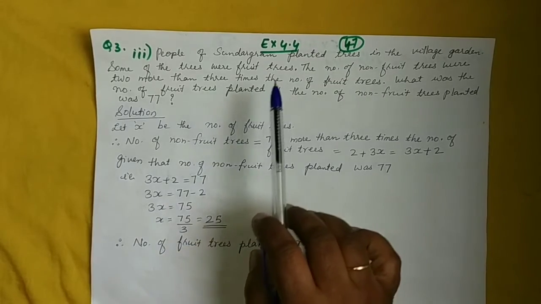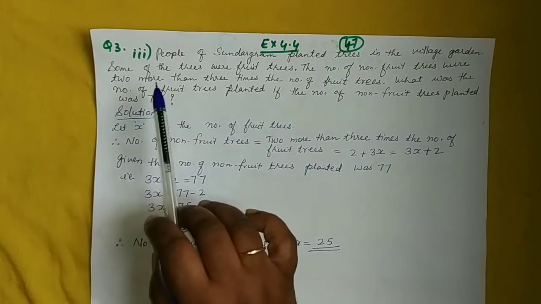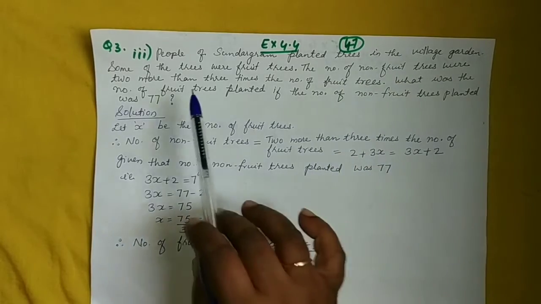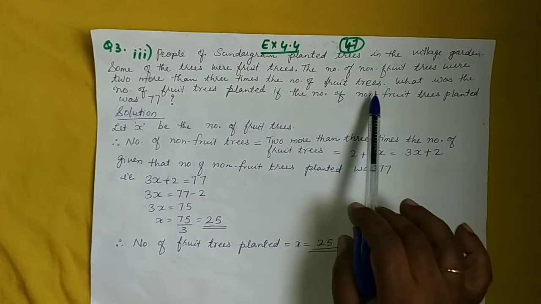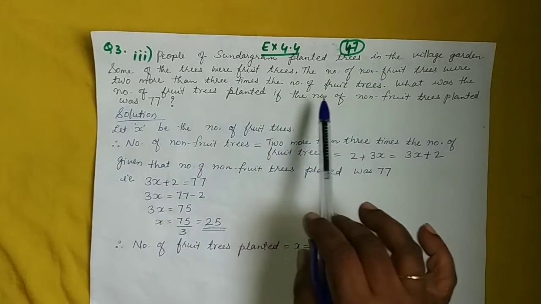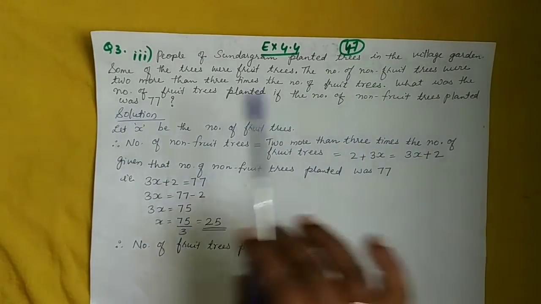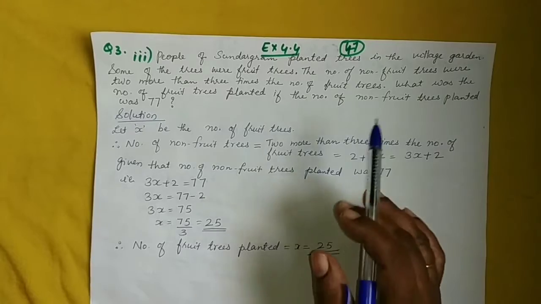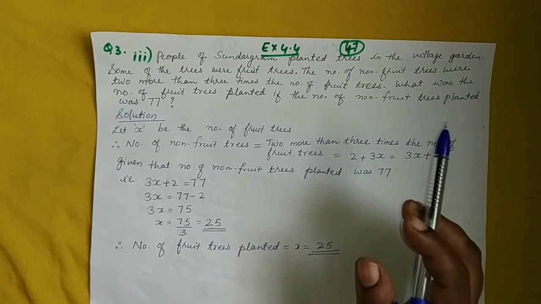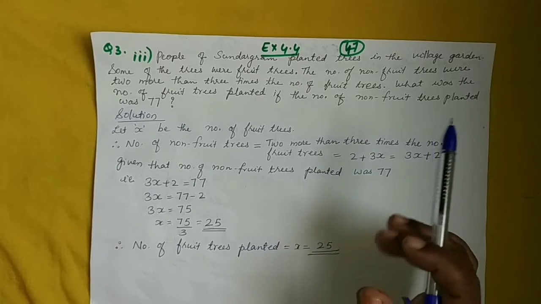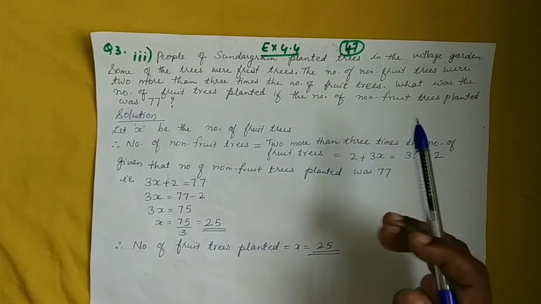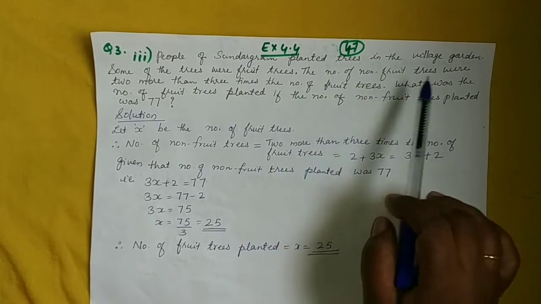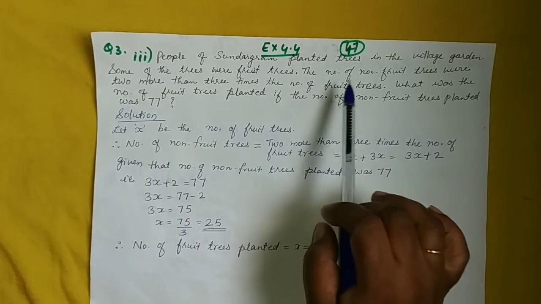Now the third question. People of Sundargram planted trees in the village garden. Some of the trees were fruit trees. The number of non-fruit trees was 2 more than 3 times the number of fruit trees. What was the number of fruit trees planted if the number of non-fruit trees planted was 77? See, in a garden, people of the village, which village? Sundargram, they are planting trees. So what type of trees have they planted? Some trees were fruit trees and some trees were non-fruit trees. And there is a relation given that non-fruit trees were 2 more than 3 times the number of fruit trees.